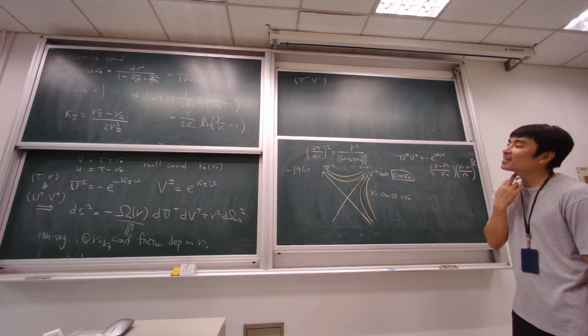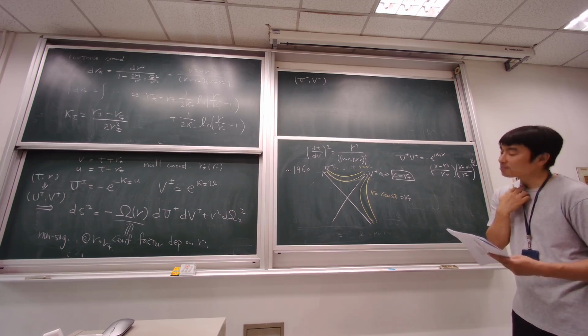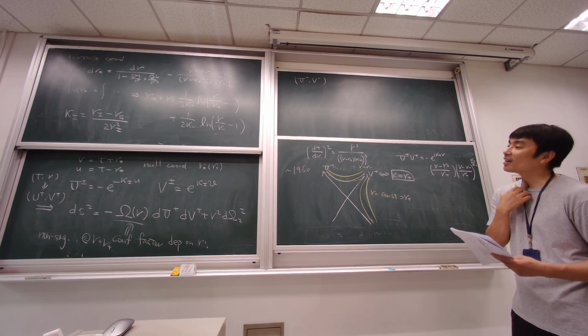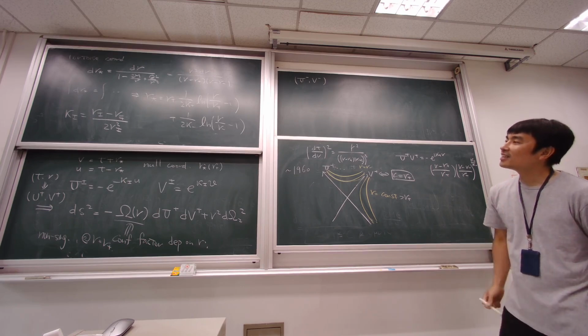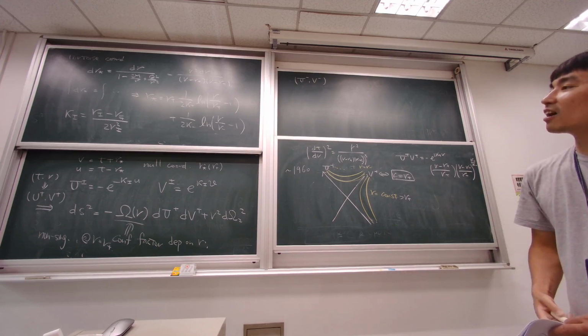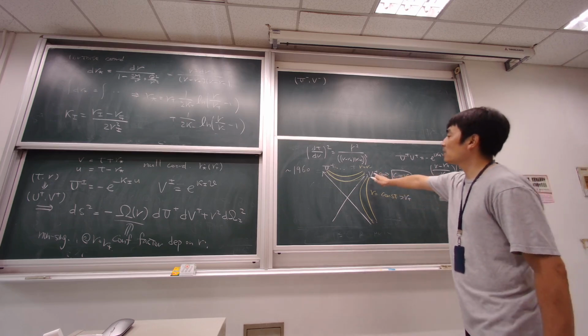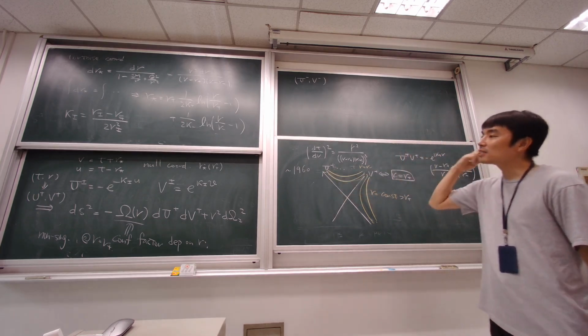Did I make a mistake? Seems like I made a mistake. Sorry. R star. Did I make a mistake? This is U plus and B minus, B plus.